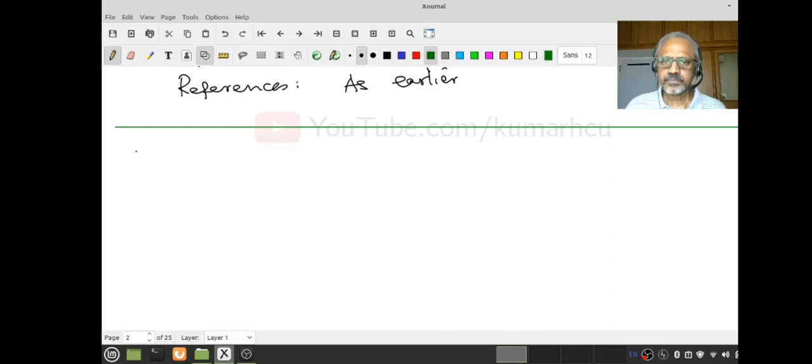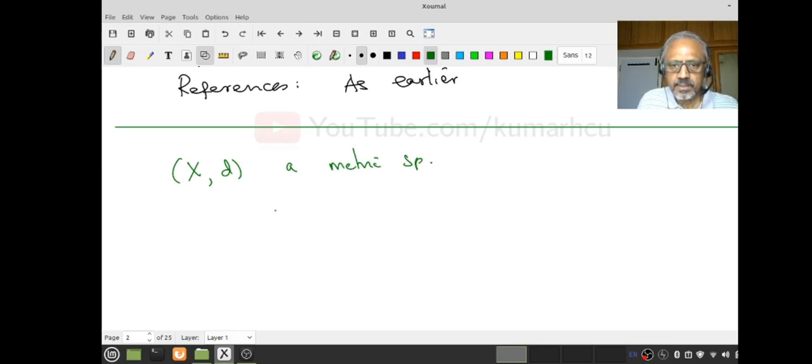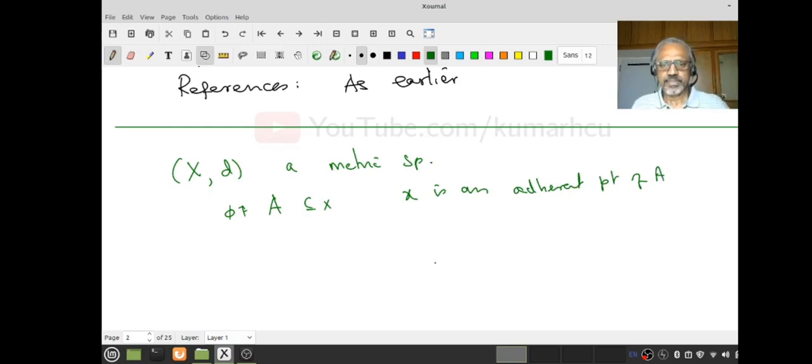Okay, so let (X, d) be a metric space. Suppose A is a non-empty subset of X and x is an adherent point of A. We want to understand what is meant by that. So what are the typical open sets containing x?